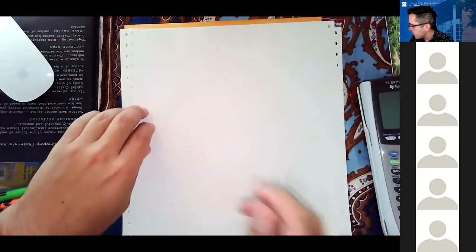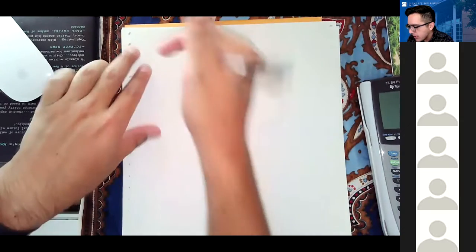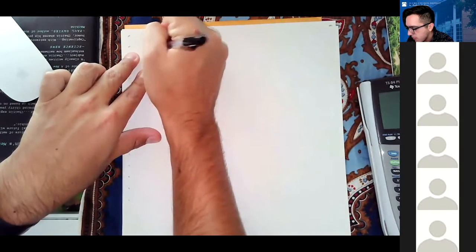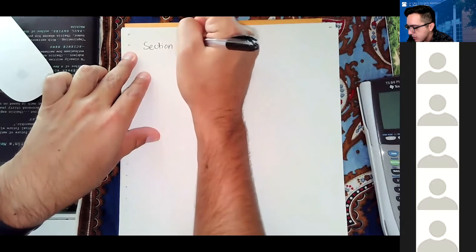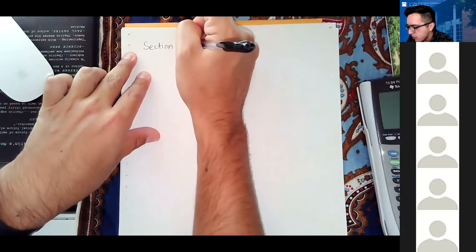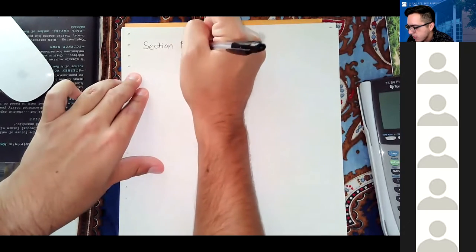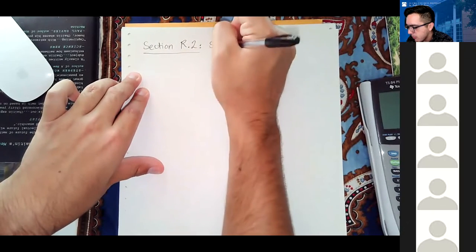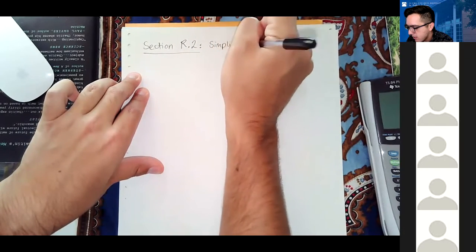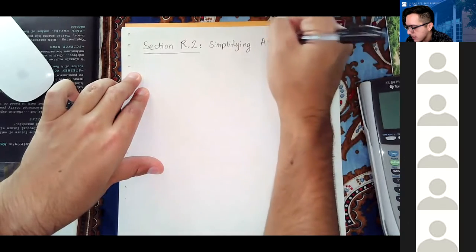So last time we were talking about order of operations, but section R2, again, this is corresponding to the section in the ebook. Chapter R is a review chapter. R2 is all about simplifying algebraic expressions.